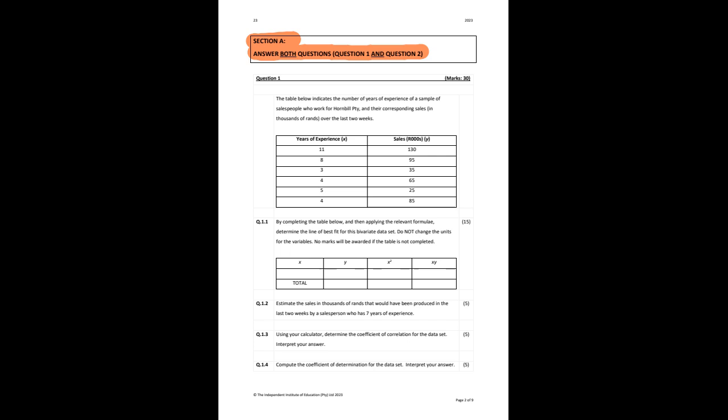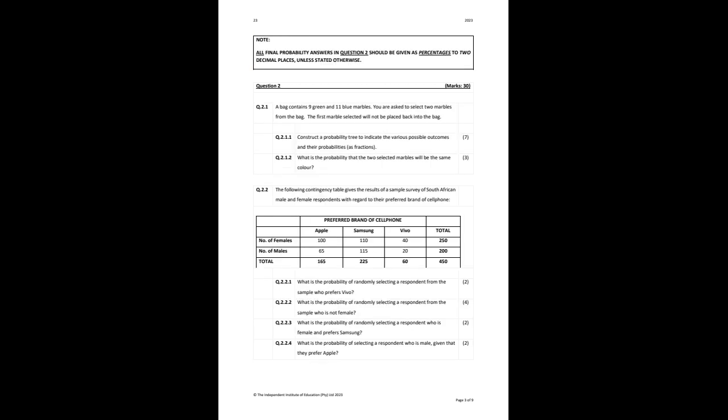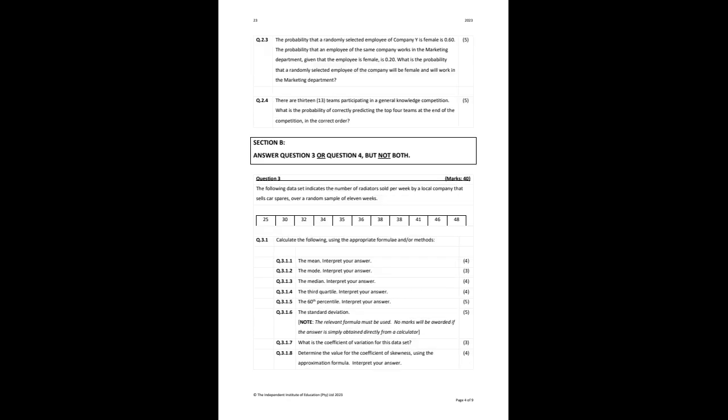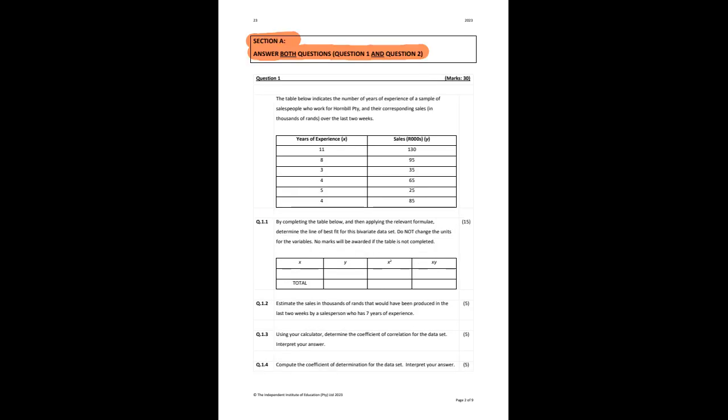And then, as we said in section B, you'll see that they have indicated to you that you will only be answering one out of these questions. So here it is here for section B, answer question 3 or question 4, but not both of them. So let's go back to the initial page.